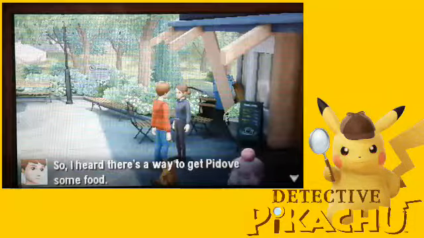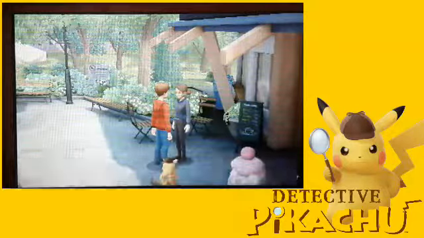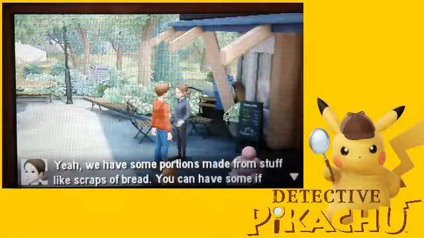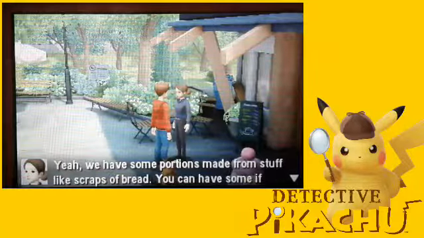So, I heard there's a way to get some food. Yeah, we have some portions made from stuff like scraps of bread. You can have some if you like. Thank you.